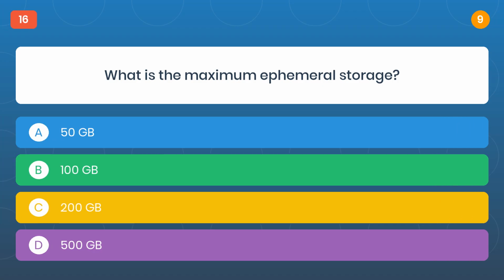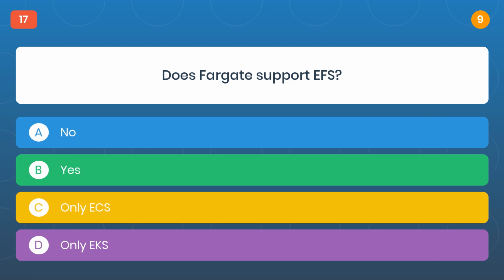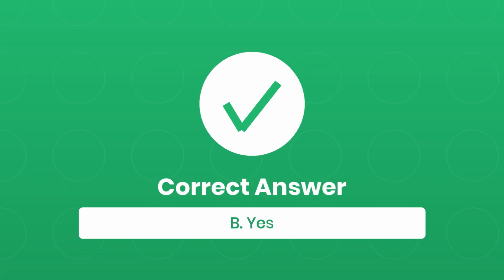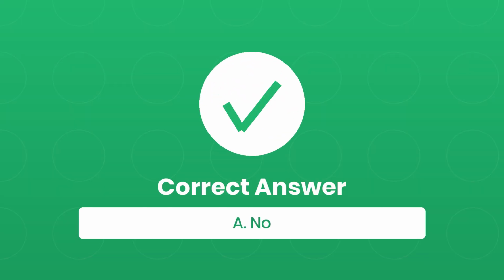Question 16. What is the maximum ephemeral storage? The correct answer is C, 200 gigabytes. Question 17. Does Fargate support EFS? The correct answer is B, yes. Question 18. Does Fargate support EBS? The correct answer is A, no.